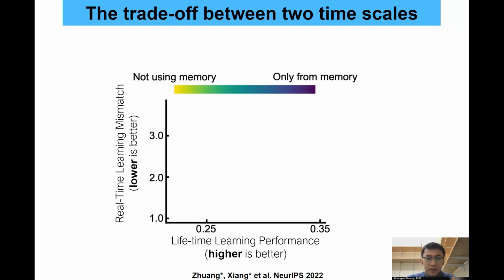Earlier, I mentioned that there is a trade-off between these two time scales. What I'm going to show is that with the same model, if you use less memory, the real-time learning dynamics will be worse. But if you use more memory, the lifelong learning dynamics will be worse. So this is captured in this figure.